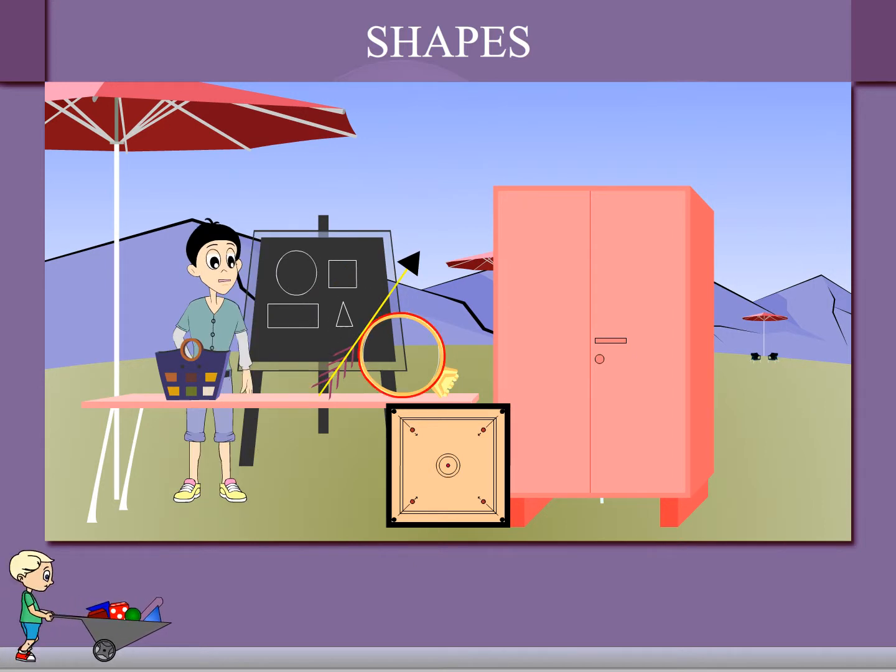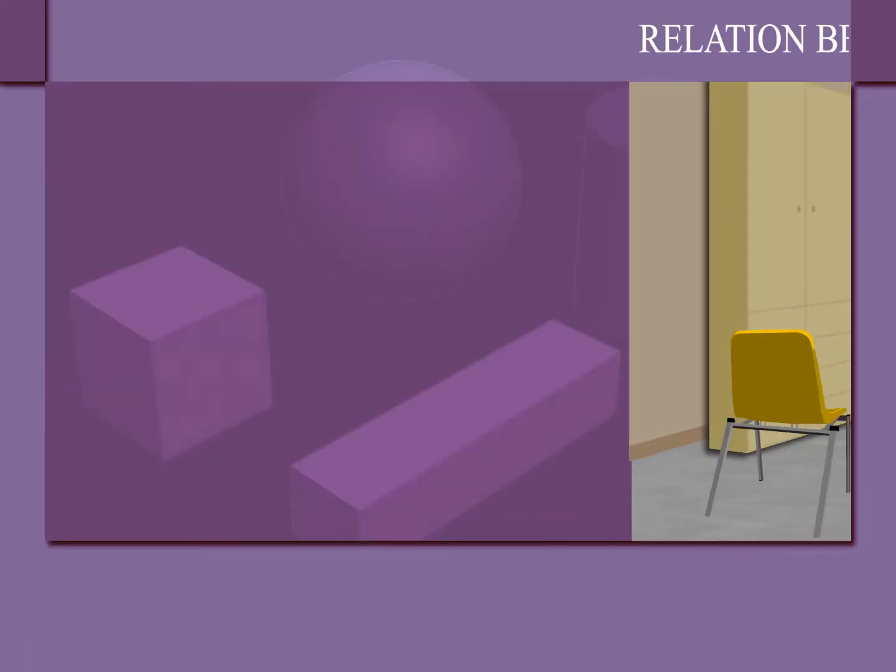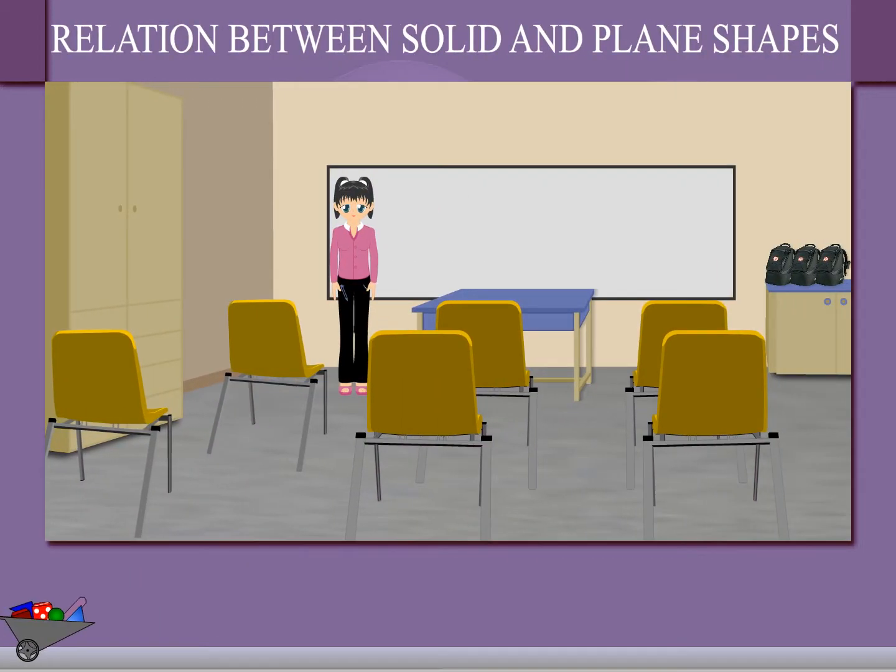The ring represents a circle. The carom board is a square. The almirah is a rectangle. And the arrowhead is a triangle. Nice work, Manas.